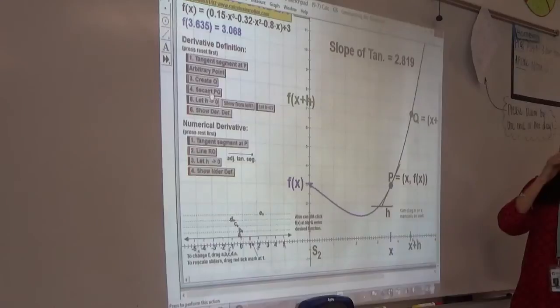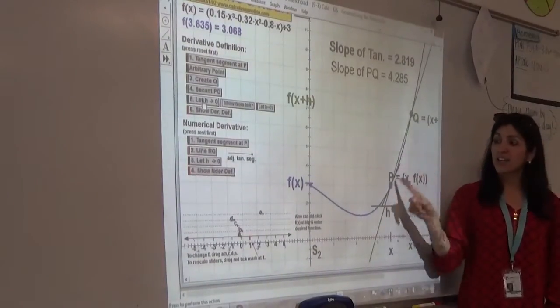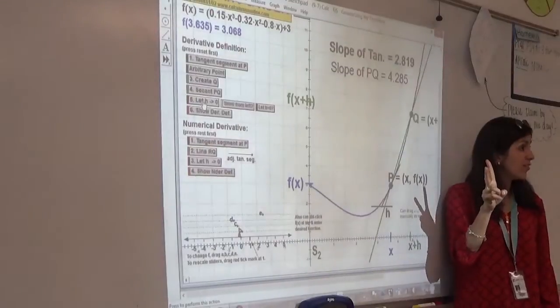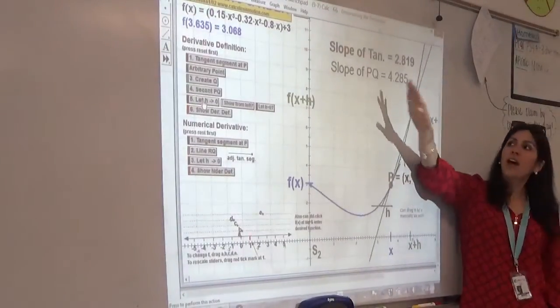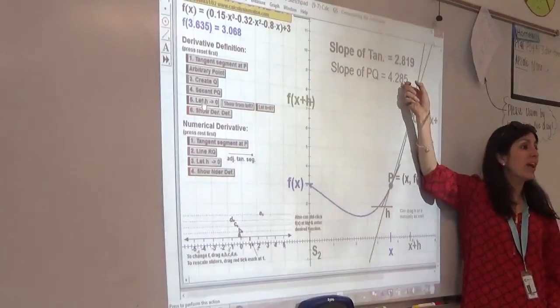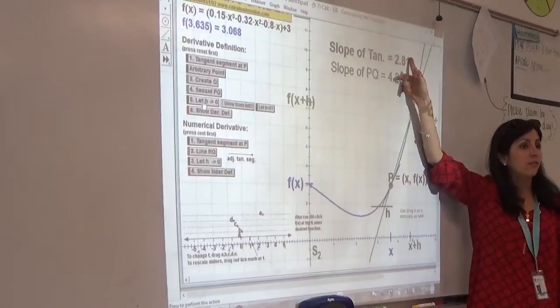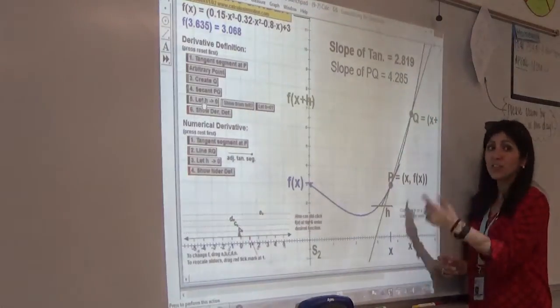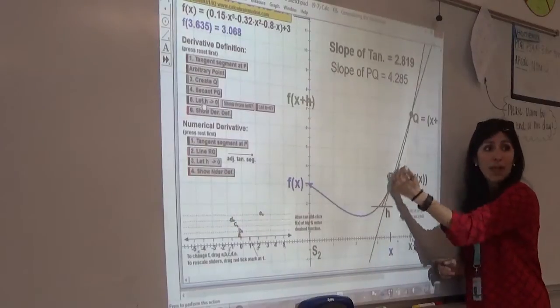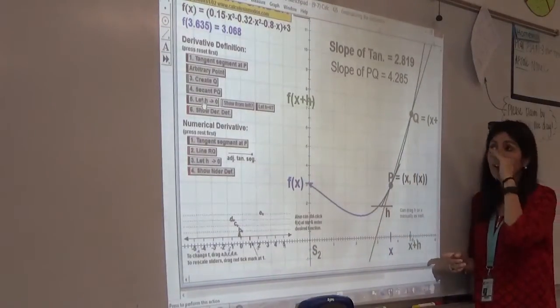Okay. Number 4, secant PQ. Secant line, yes? Because it intersects the curve twice versus once, like our tangent line. The slope currently of PQ is 4.285, which, let's be real, is nowhere near 2.819. And I think you can see that visually too. That green line clearly doesn't have the same slope as the black line quite yet. If it did, they would be running parallel to one another.